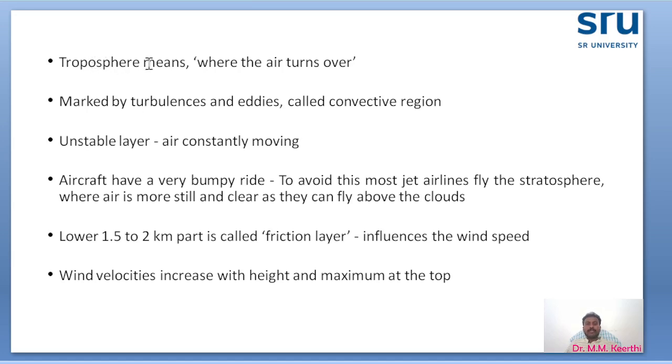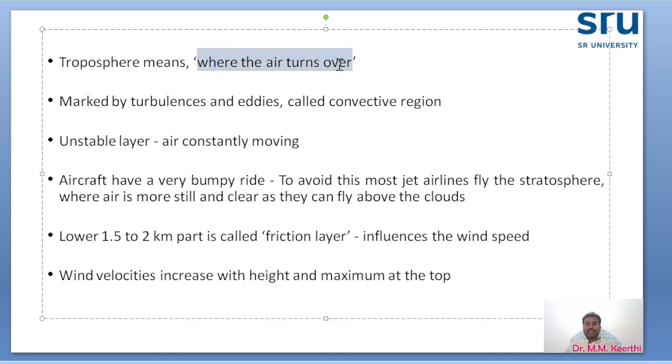Troposphere means where the air turns over. The region where the air turns over is called the troposphere region, marked by turbulence and eddies, called a convection region. In this region the air is unstable. The air is constantly moving. That's why aircraft have a very bumpy ride. To avoid this, aircraft move above the troposphere region. Almost all flight is in the stratosphere region because in the stratosphere there is no turbulence.